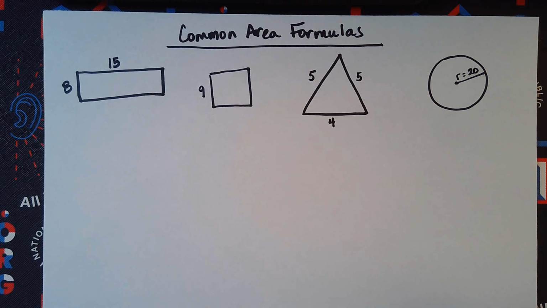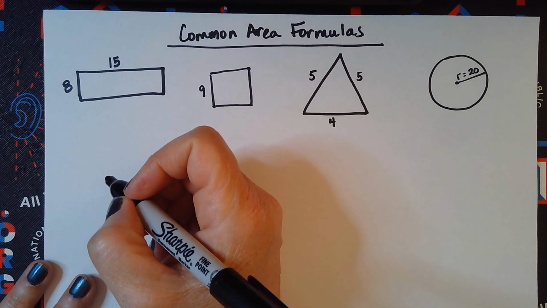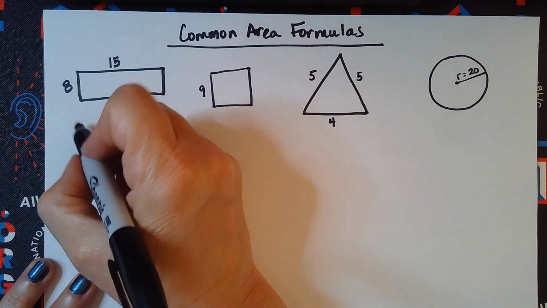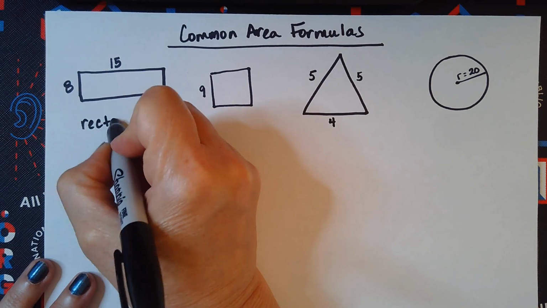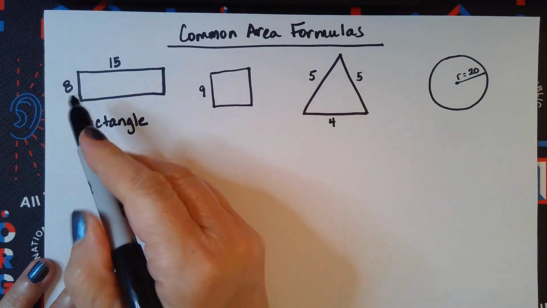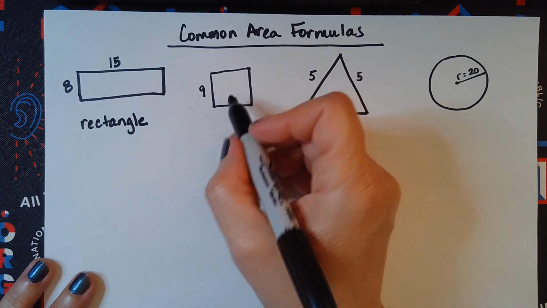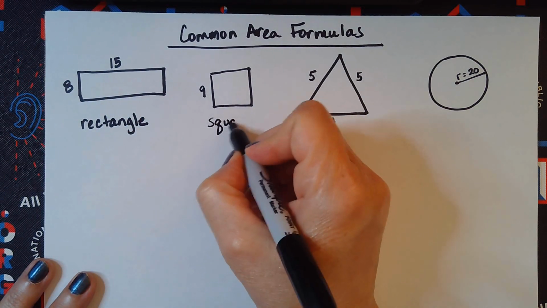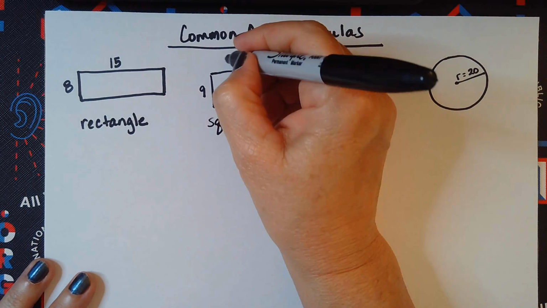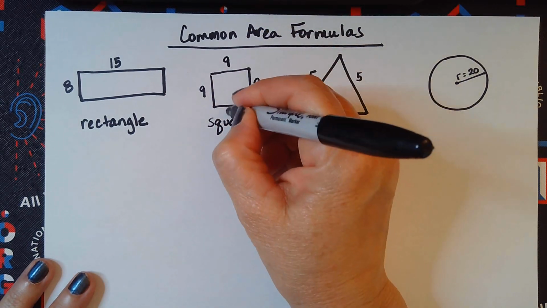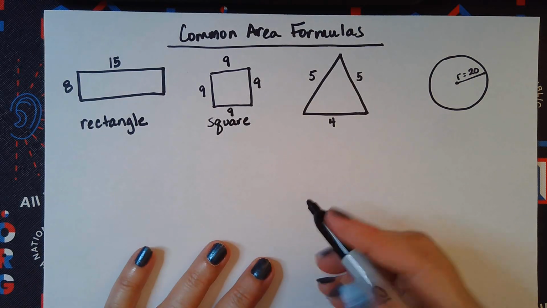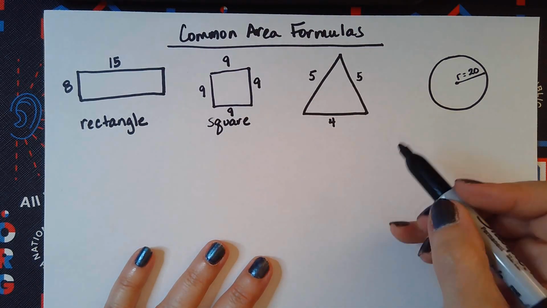Hello, everyone, and welcome to your video, which is going to talk about some of the common area formulas that you need to know. So I have four shapes here. I have a rectangle, and we have one side of 8, and we have another length of 15. We have a square, and just in case it's not clear to you, squares have all the same side length. That's what makes it square. So we have 9, 9, 9, and 9.